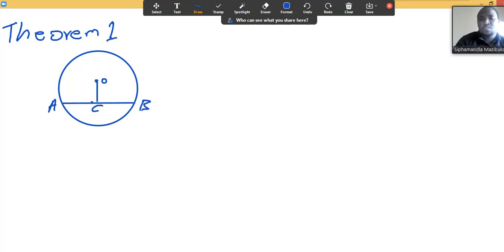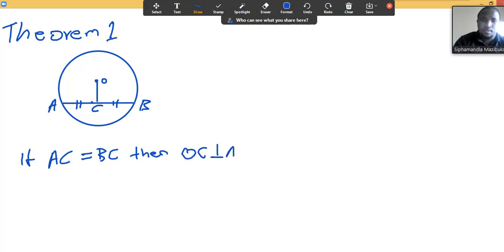So theorem 1 will say, if these two sides are equal, like if AC is equal to BC, then OC is perpendicular to AB. So that will be our theorem. So that is theorem number 1.